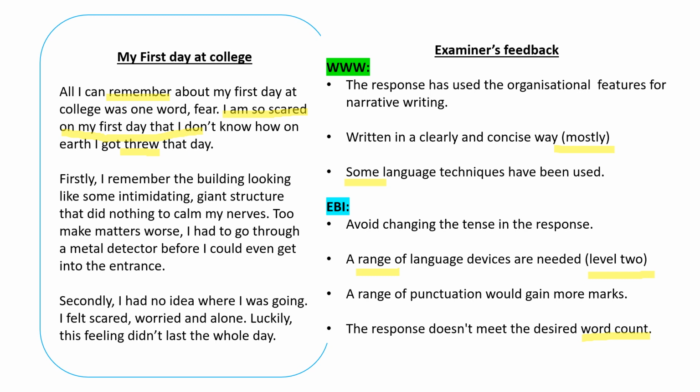Now if we look at the second paragraph, we can see it's used a really good sequence and discourse marker with "firstly". So we know very clearly it's going to talk about the first thing they experienced. "Firstly, I remember the building looking like some intimidating, giant structure that did nothing to calm my nerves." We have some wonderful adjectives here. Intimidating, giant, really is conveying this idea that the person isn't looking forward to going to this college. And then you also have nerves, so we know that they're talking about emotive language.